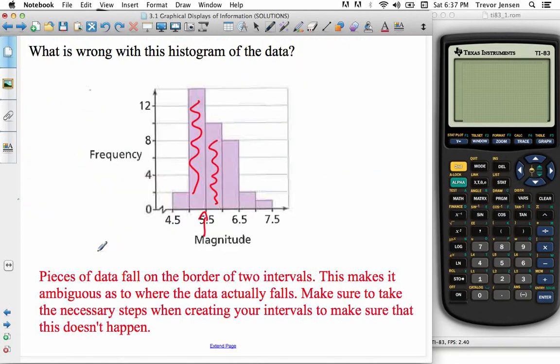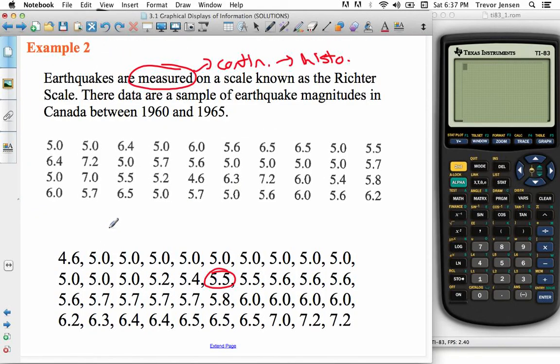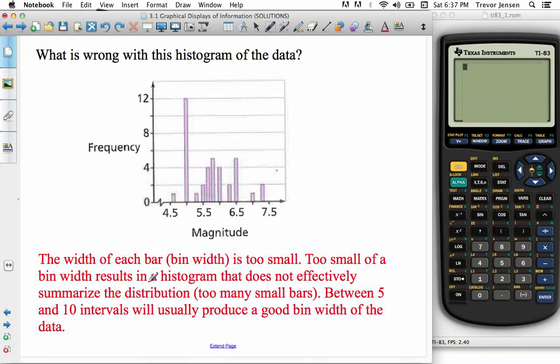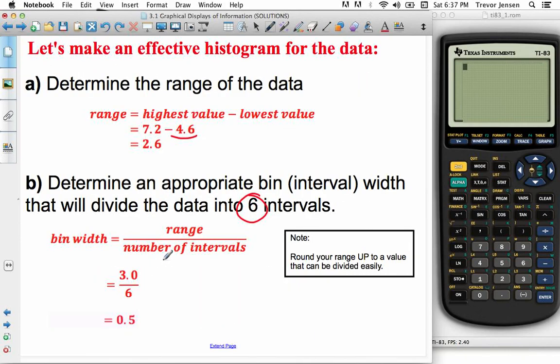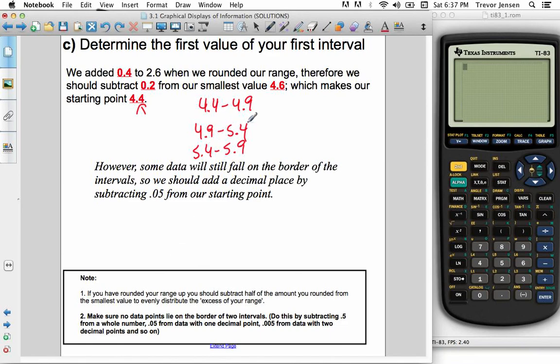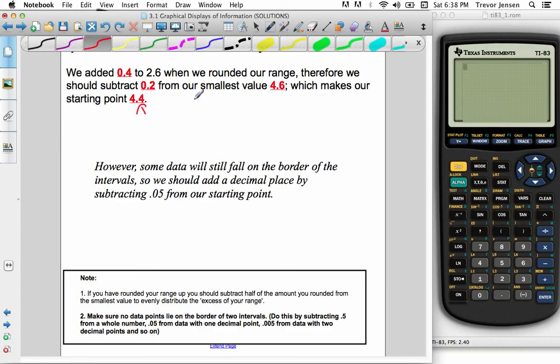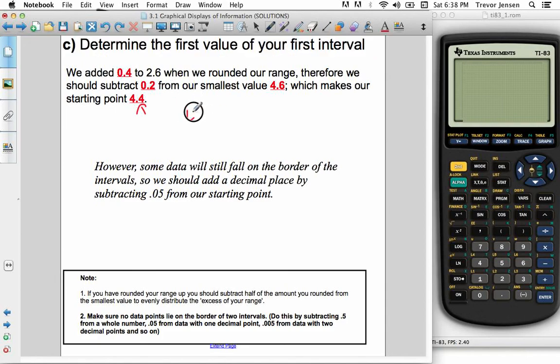We're still going to have the problem of some of our data falling on the interval boundaries. This data point here, 5.4, would fall on this boundary here and this one. So which interval do I put it into? That's still ambiguous. So we have to take care of that by adding a decimal place so that we know for sure none of our data values are going to fall on any of the interval boundaries.